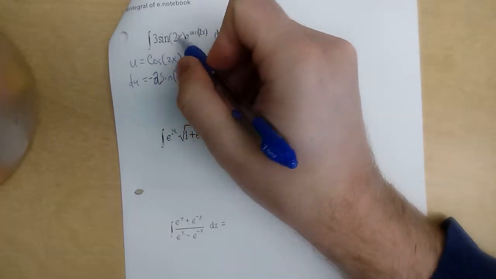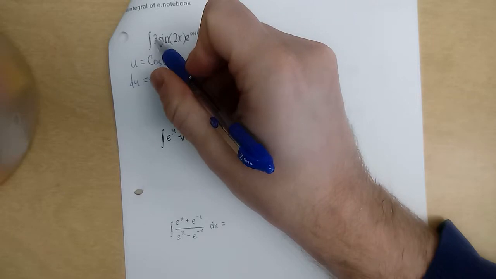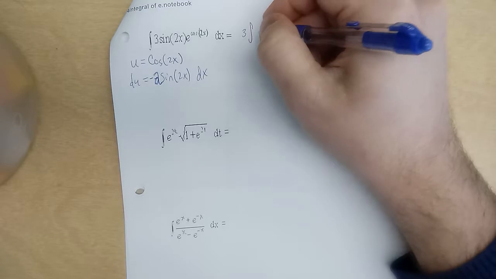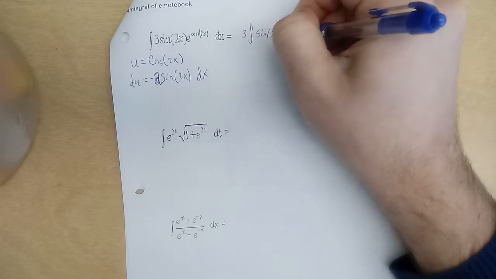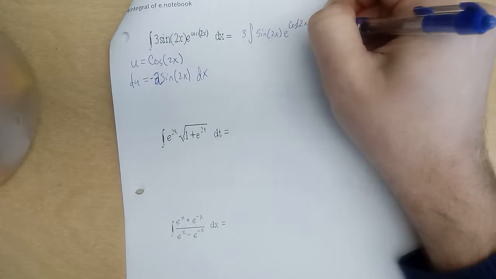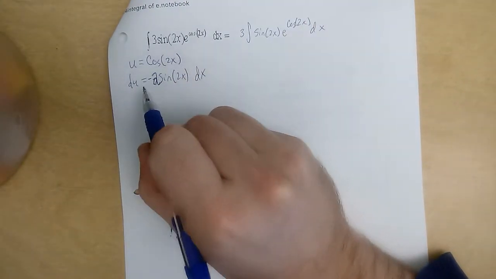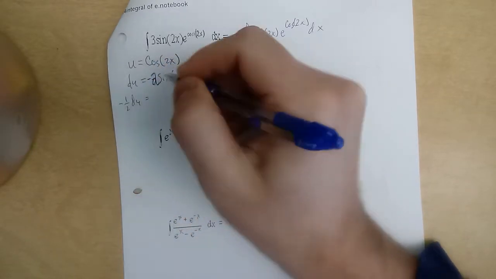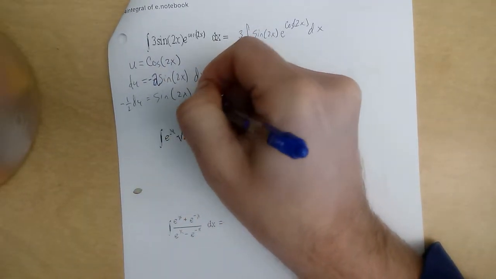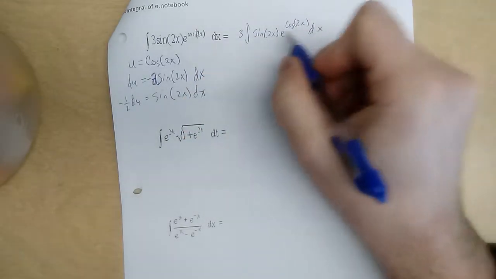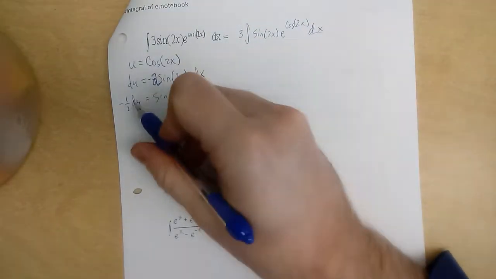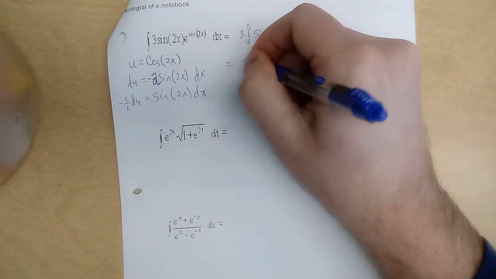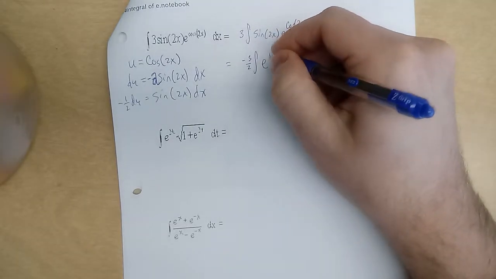and we've got a fair amount of overlap. The only thing that we really have that's different is that 3. I'm going to pull the 3 out front. And so now I just need to take that -2 and bring it over here. Now we've got perfect overlap here. Those go away with -1/2 du. So 3 times -1/2 is -3/2 e to the u du.